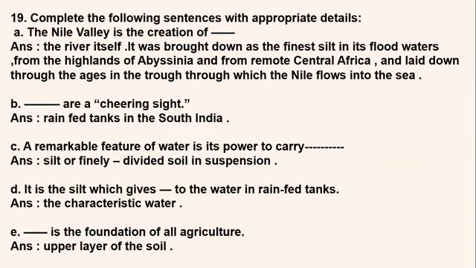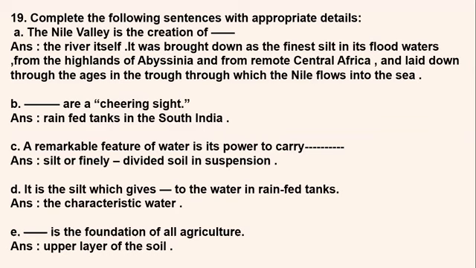So what is the Nile Valley? How has it been created? It is by the river itself, the river Nile, which is flowing. That is what is written here, and it has been flowing for ages, and it carried finest silt and nutrients from the highlands of Abyssinia to Central Africa. This is how through ages it had been flowing, and it had made some channels. Trough is nothing but a small tank, you can say, a channel type. And from there the river Nile flows and joins the sea. So this is how we got the Nile Valley. You can complete this from your textbook like this.